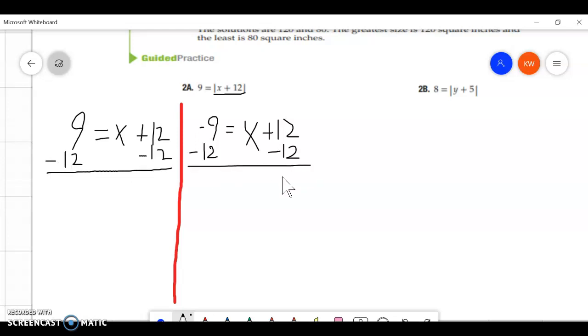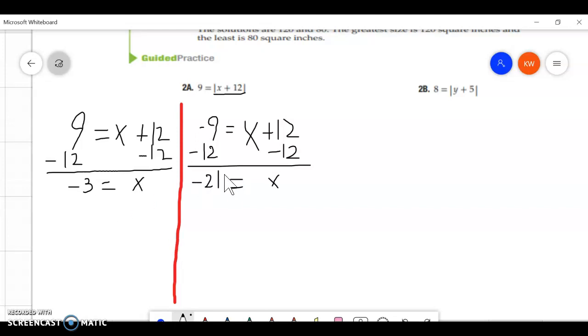Okay. Now, these are going to give us two possible answers for our x. With absolute values, you can get at most two answers, at least one. Well, at least none. We'll talk about that in the next example. So, x is by itself over here. On this side, we got 9 minus 12. That's going to give us a negative 3. On this side, we got negative 9 minus 12. That gives us a negative 21.